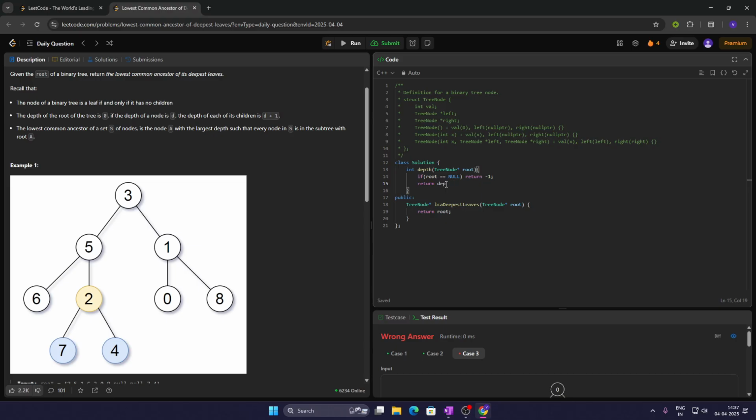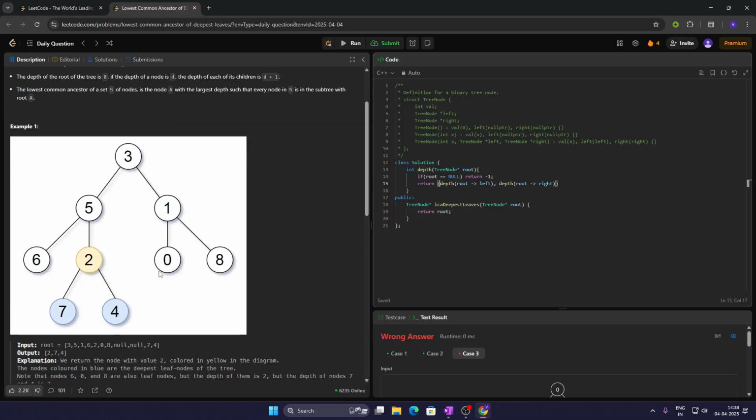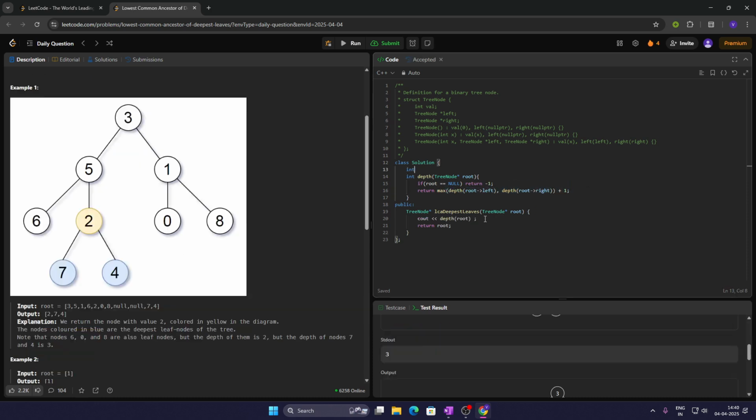So the depth of root of left. Also, I have to check for the right depth as well, the depth of root of right. I have to choose the maximum depth, right? So that's why I will check for the maximum of these two. And at every level, the depth will be increased by one. So here, the maximum from the left subpart, the maximum from the right subpart, and one incremented.